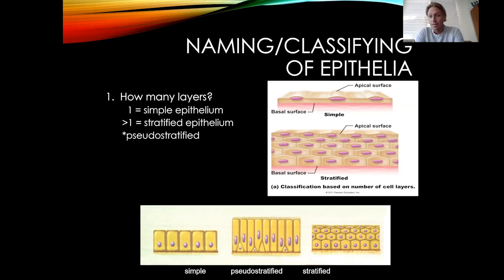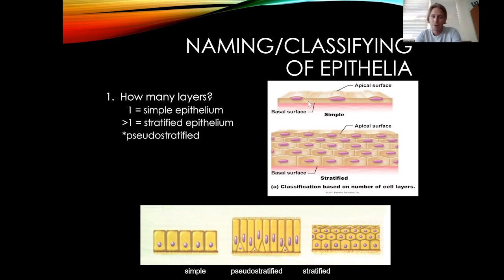All right, so classification. The first criteria is how many layers are there? If there's a single layer of cells, then we say it's simple. Now, if there's multiple layers, then we say it's stratified. So here's our simple example here. Here's my connective tissue represented in the pink. This line right here would be the basement membrane. Here's my epithelium. And you can see there's a single layer of cells that are making this line. So that would be considered simple.